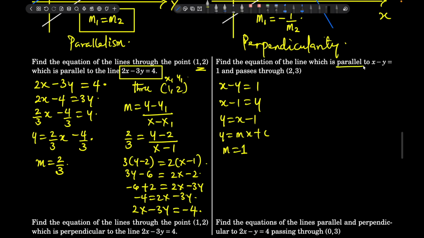What we want is parallel, which means that the slope must be the same, alright? So m1 must be equal to m2. That is why we took 2/3 earlier.